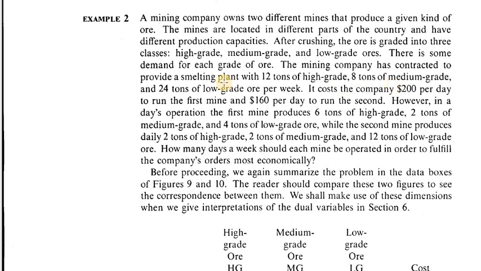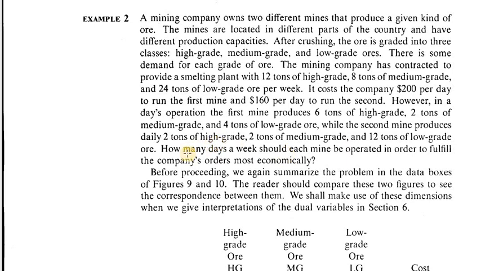It costs the company $200 per day to run the first mine, $160 per day to run the second. However, in a day's operation, the first mine produces 6 tons of high grade, 2 tons of medium grade, 4 tons of low grade ore, while the second mine produces daily 2 tons of high grade, 2 tons of medium grade, 12 tons of low grade ore. How many days a week should each mine be operated in order to fill the company's orders most economically?